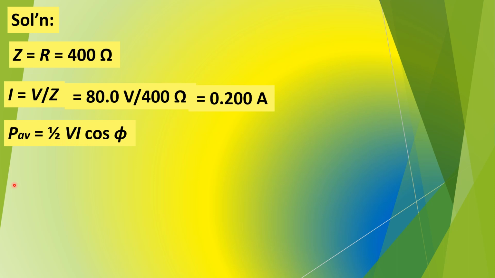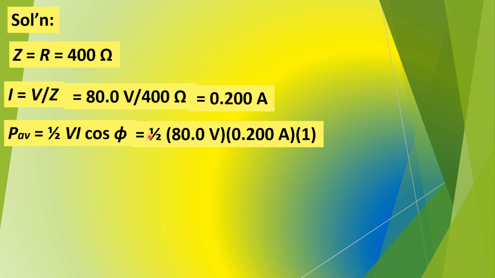And finally, we can use the formula for determining the average power, equal to 1/2 of the voltage amplitude and the current amplitude multiplied by the cosine of angle phi. Substituting, we have 1/2 of the voltage amplitude, 80.0 volts, times current amplitude, which is 0.200 amperes, and the cosine of 0 is understood to be equal to 1. So the average power is equal to 8.00 watts.